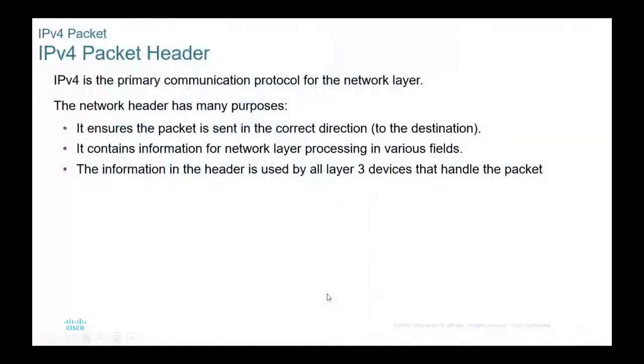So IPv4 packets. As you're probably getting used to the fact, there's a header. The header is where all the primary useful information is located for how we get this packet to the destination. IPv4 is the primary communication protocol for the network layer. The network header has multiple purposes. It ensures the packet is sent to the correct destination or direction. It contains information for network layer processing in various fields. The information in the header is used by all layer 3 devices to handle the packet.